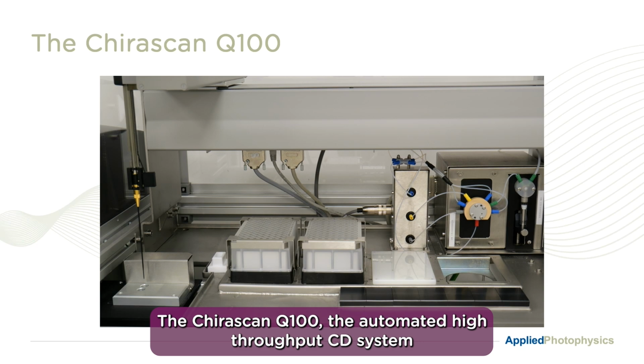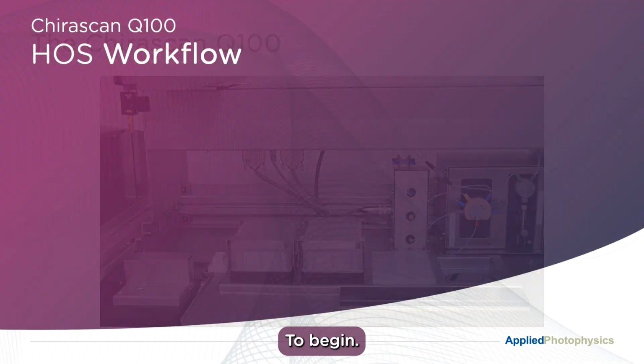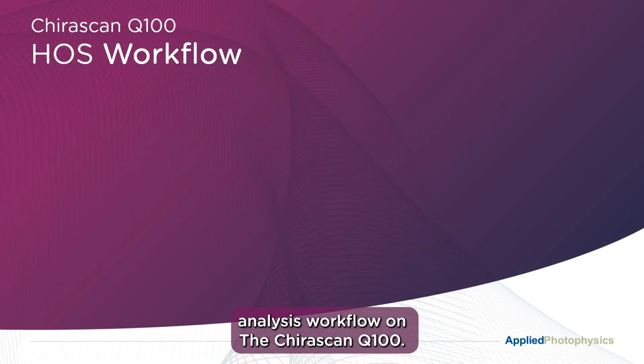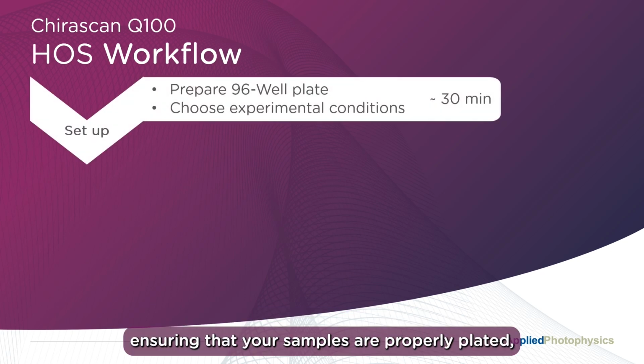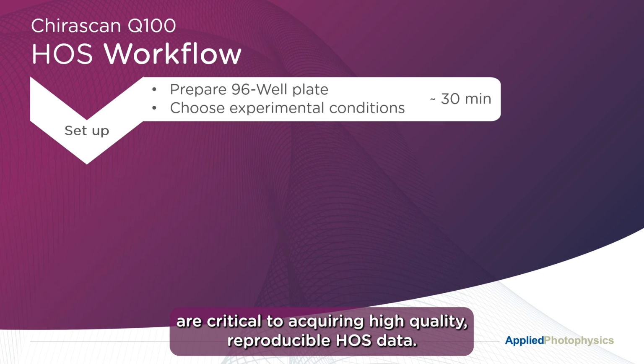The Chiroscan Q100, the automated high-throughput CD system from Applied Photophysics, meets these requirements perfectly. To begin, let's take a brief walkthrough of the HOS analysis workflow on the Chiroscan Q100. Experimental setup is the first and most critical step. Ensuring that your samples are properly plated, as well as choosing the correct set of experimental parameters, are critical to acquiring high-quality, reproducible HOS data.